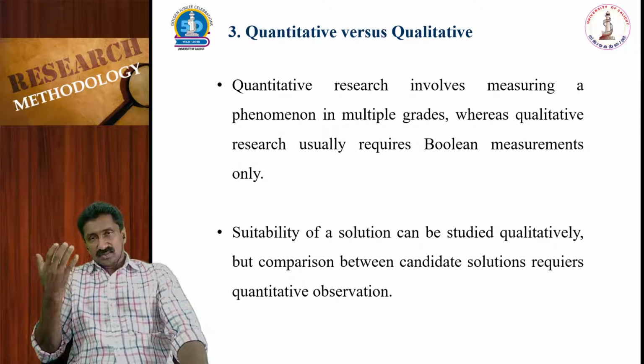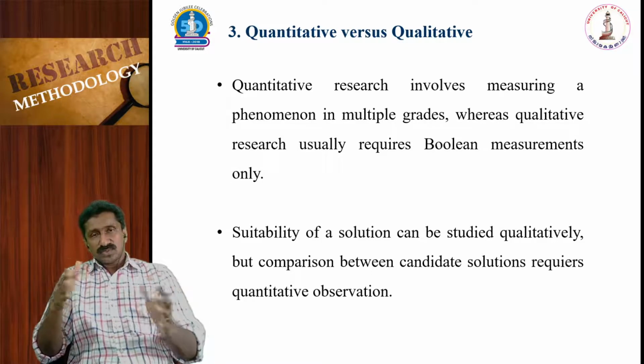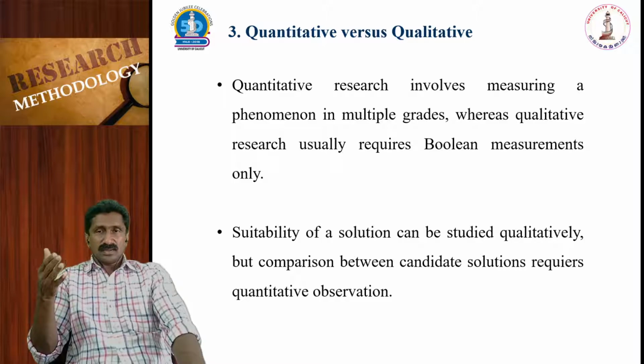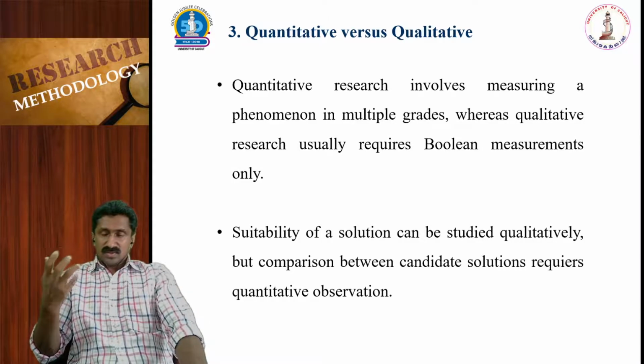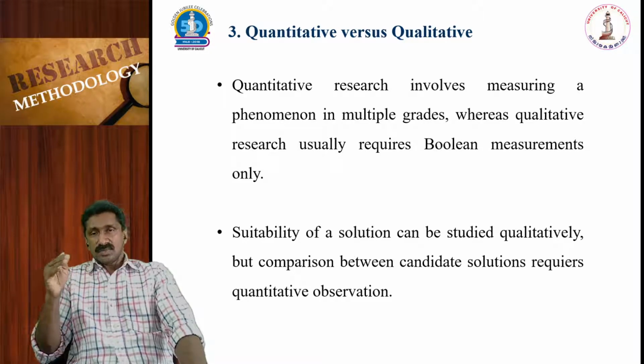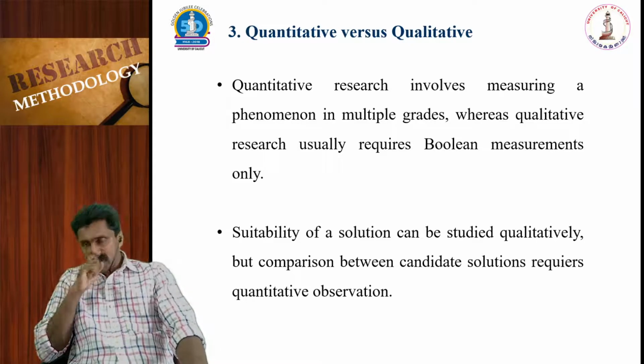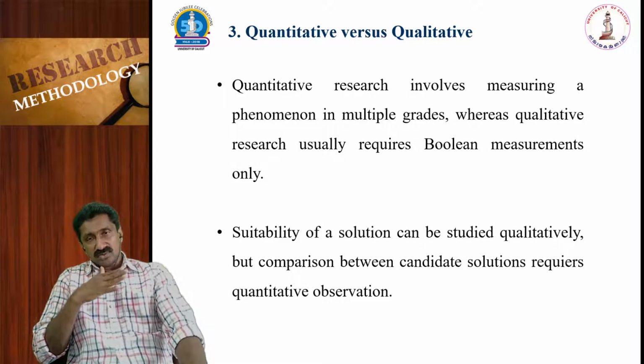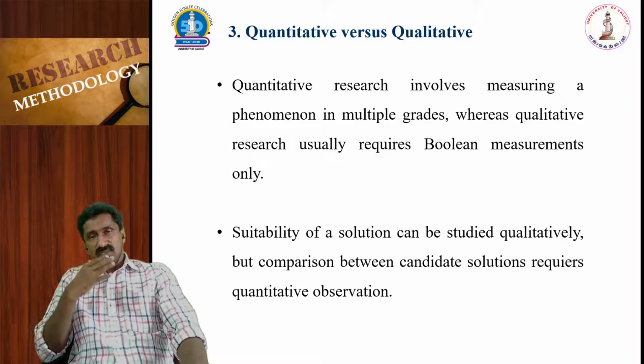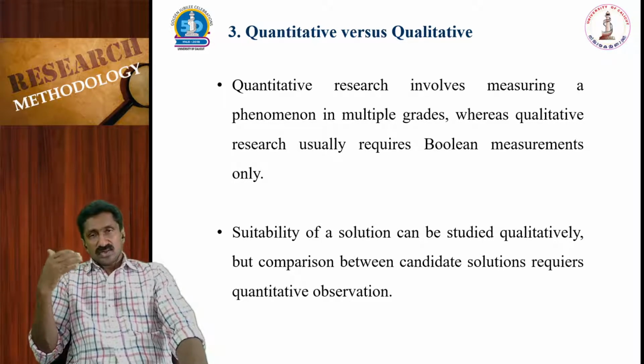Quantitative research involves measuring the phenomenon that we are observing in multiple grades, whereas in qualitative research there is usually no quantitative measurement of that variable. It will be based basically on classes. Different groups or classes will be applied in qualitative research, and quantitative research can be measured in a scalar manner, so that every possible value can be assumed.